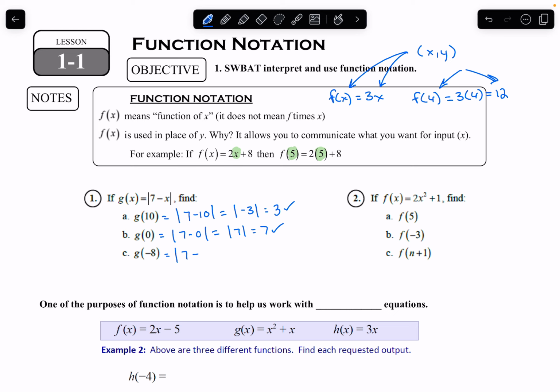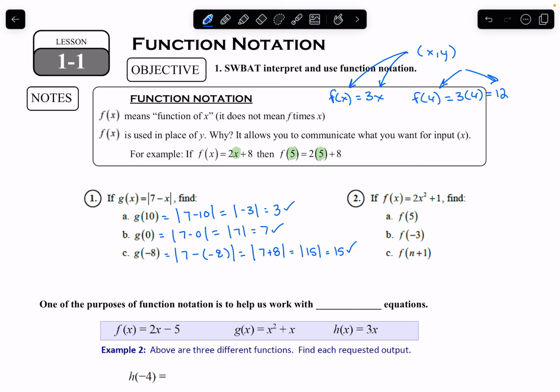Now, anytime I'm substituting a negative, I'm usually really careful to put it in parentheses to make sure that if I type it in my calculator or I get working really fast, I don't forget that there's a negative number there. Because 7 minus negative 8 actually means 7 plus 8. And my calculator will know that if I put in the parentheses correctly. So 7 plus 8 equals the absolute value of 15. The absolute value of 15 is just 15.